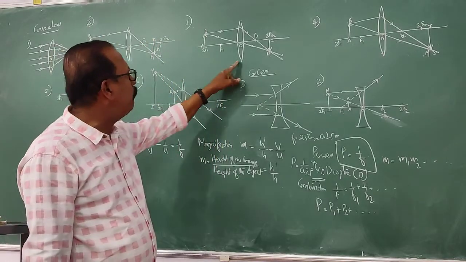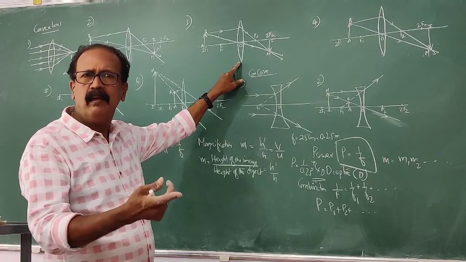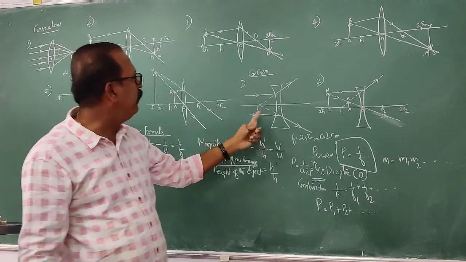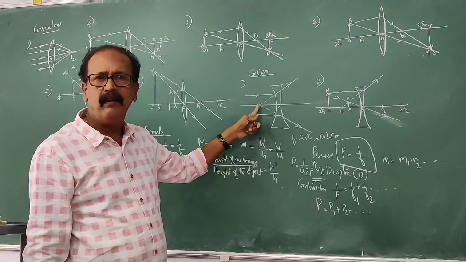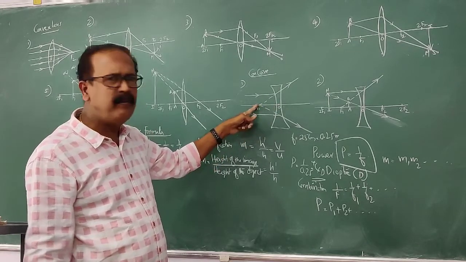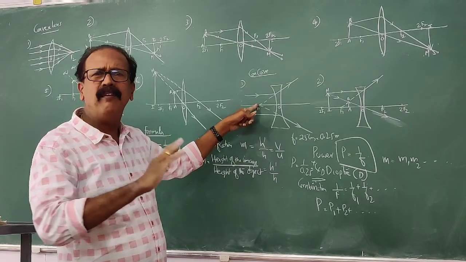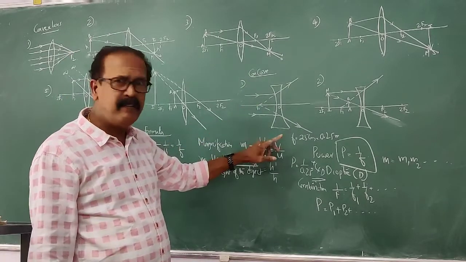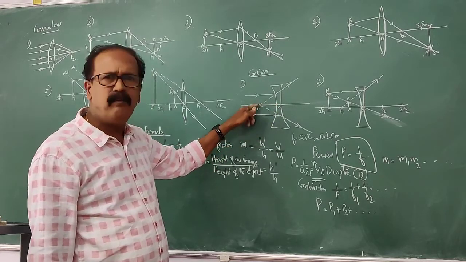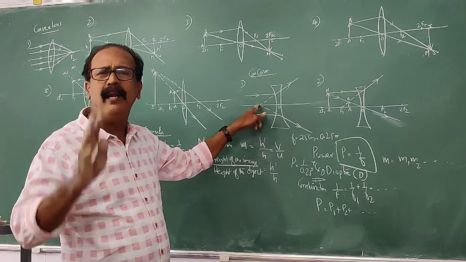For convex lenses, the focal length is positive. For concave lens, focus is on the left side. Focal length is negative. The distance between optic center and the focus is called as focal length. In mirrors, pole to focus is what you call as focal length. In lenses, optic center to focus is what you call as the focal length.